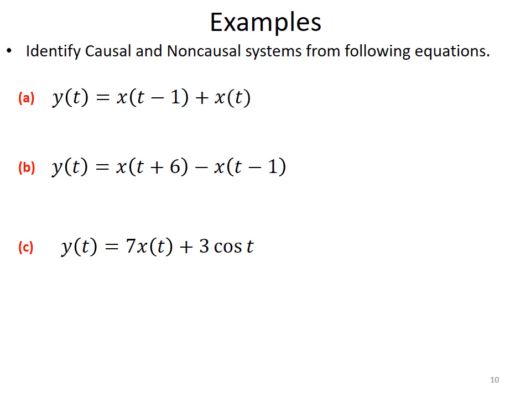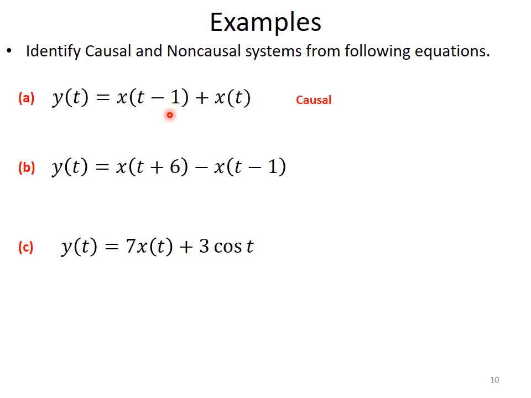Again, there are a few examples, a few equations of systems given, and we have to identify from these mathematical models which of these systems are causal and non-causal. For example, starting with A, y of t is equal to x of t minus 1 plus x of t. Now in this equation we have x of t, which is the present value of x of t, and x of t minus 1 is the delayed value of x of t.